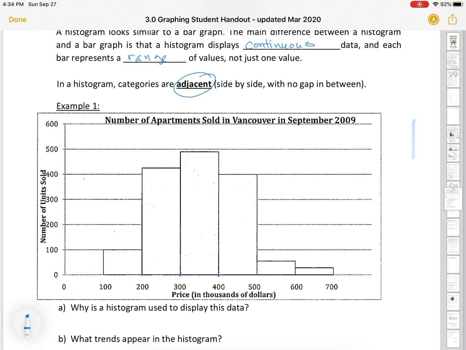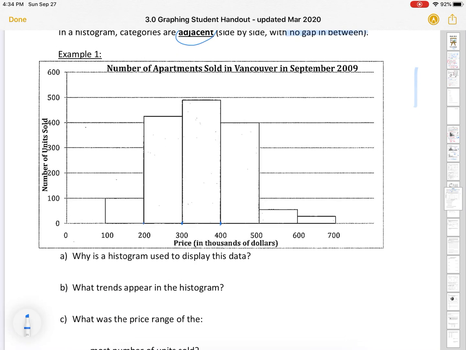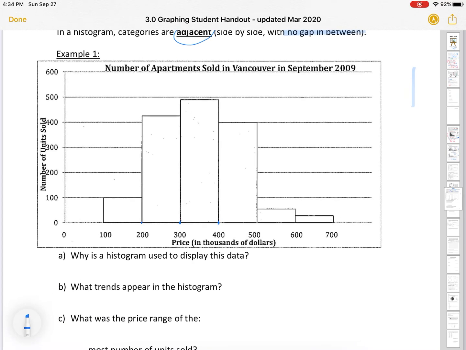In a histogram, categories are adjacent, side by side, with no gap in between. And they depict ranges of values, not just one value. So here we have our first example. The number of apartments sold in Vancouver in September 2019. So we have our title. We have our title on our axes. And on our axes, we have the price, and it's in thousands of dollars.